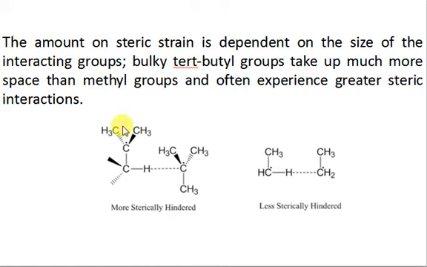For example, this is a very bulky group. These bulky groups are closer to each other in space, so the steric hindrance will be much more. But these are smaller groups. So if we have smaller groups, then in that case the steric strain will be lower. The steric strain is this instability that is caused when two larger groups are closer to each other in space.